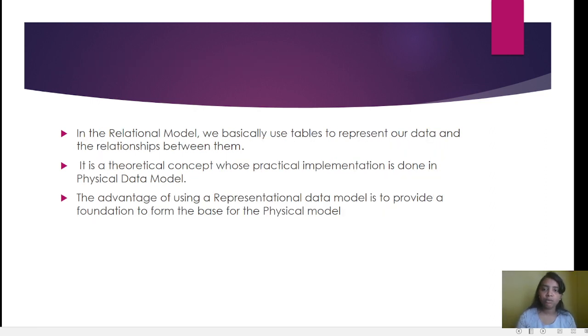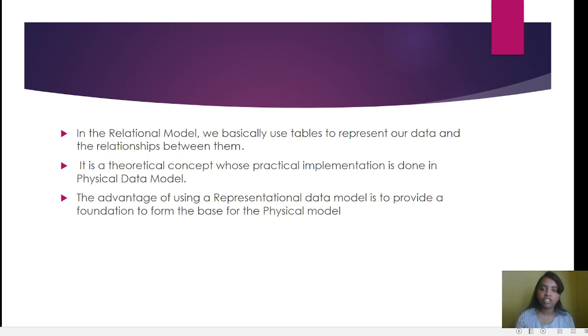In the relational model, we basically use tables to represent our data and the relationships between them. In the relational model, which is a popular model, we represent our data in the form of tables. It is a theoretical concept whose practical implementation is done in a physical data model.